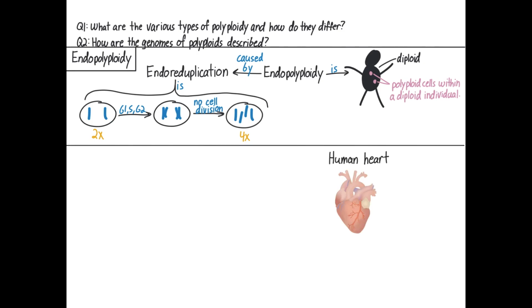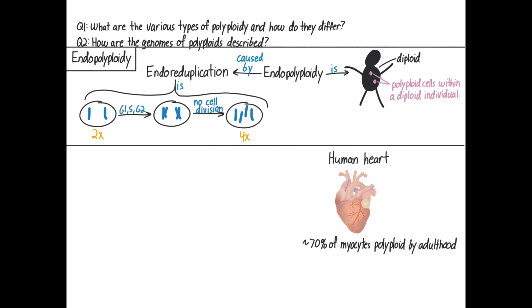The human heart accumulates polyploid cells as a person ages. In fact, about 70% of heart myocyte cells are polyploid by adulthood. Think about that. There are polyploid cells working in your heart right now.